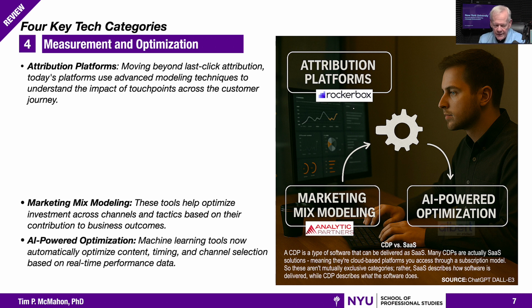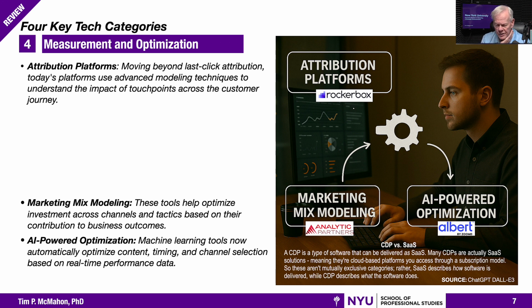And then thirdly, the AI-powered optimization, which is the tools that automatically optimize content, optimize A/B testing, the timing of messaging, the channel selection even of when and where and how we get the message out and how we listen to our customers. Something like Albert is a good one.